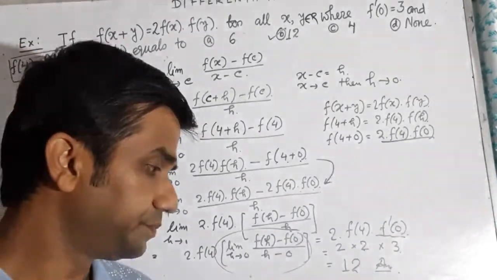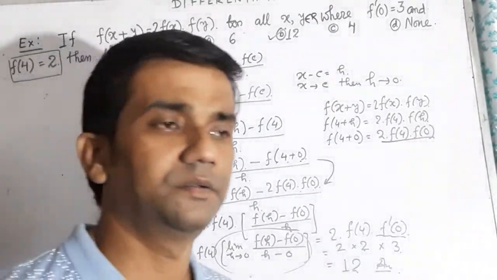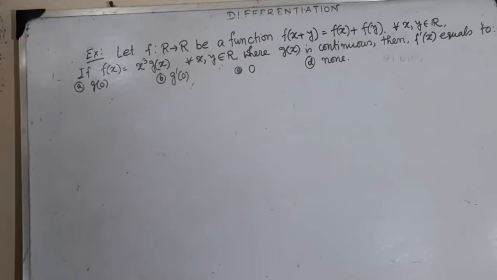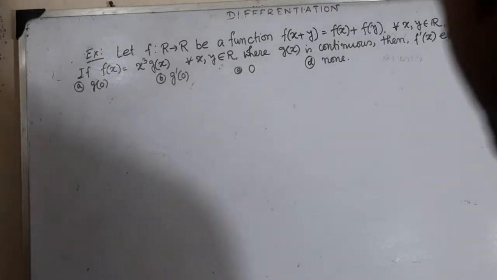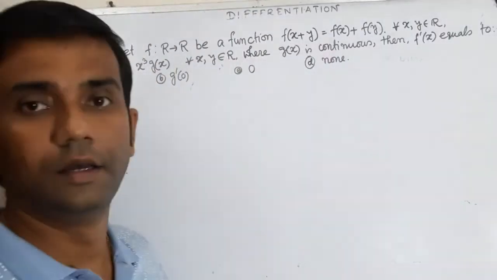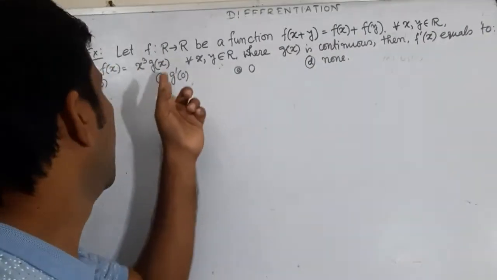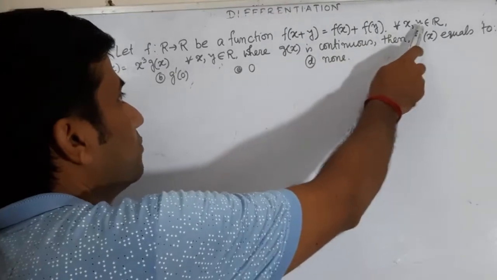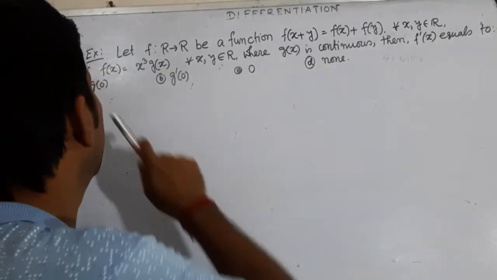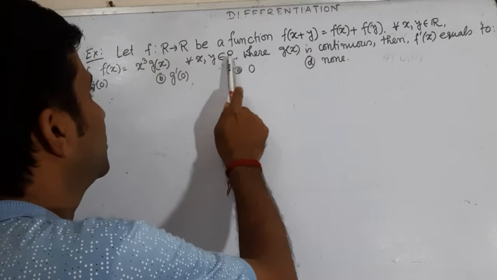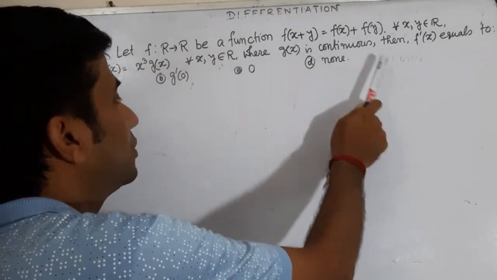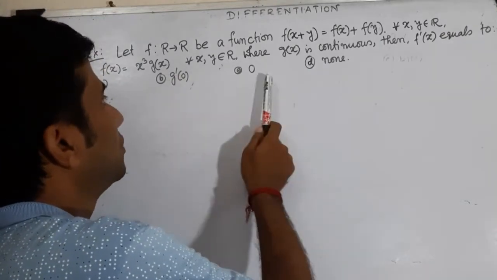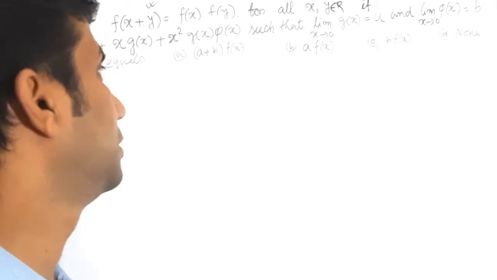So next, our problem is the next example. If f: R to R be a function, f of x plus y is equal to fx plus fy for all x, y belongs to R, and fx is equal to x cube gx for all x belongs to R, where gx is continuous, then f dash x equals to g of 0, g dash 0, 0, and d is none.